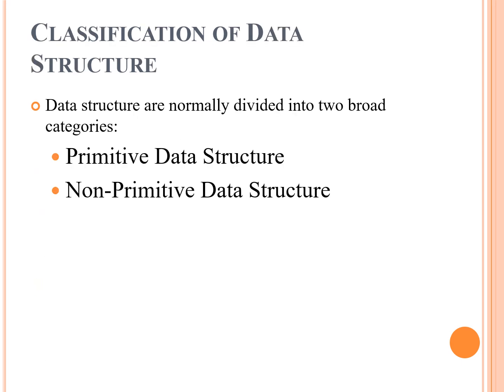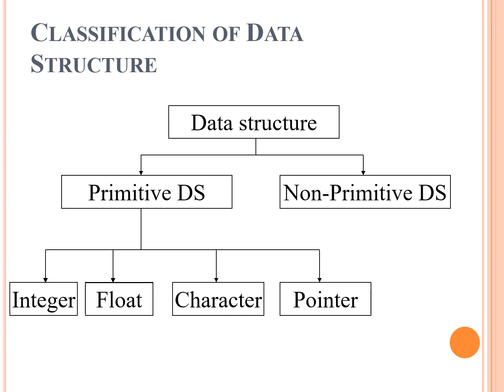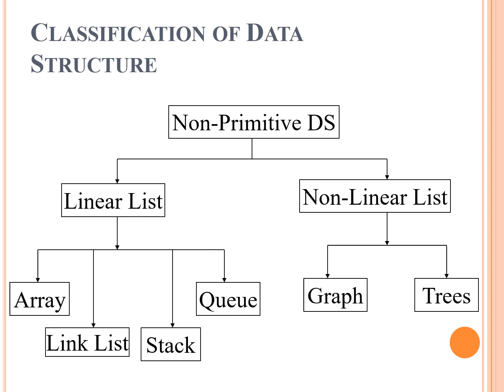Data structures are normally divided into two broad categories, that is primitive data structures and non-primitive data structures. The primitive data structures contain the built-in data types, for example, integer, float, characters, and pointers that you read about in C, C++, Java. And non-primitive data structures contain linked list, linear list, and non-linear list. The linear list contains array, linked list, stack, and queue, and the non-linear list contains graphs and trees.